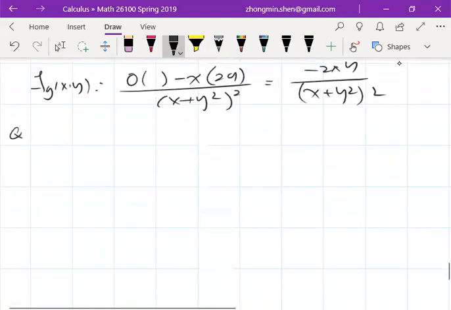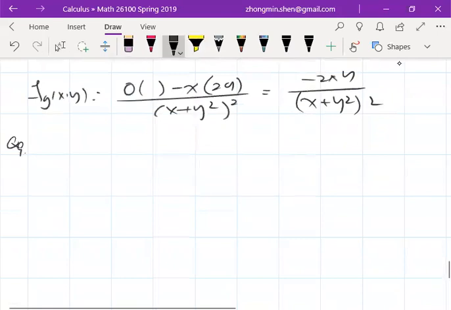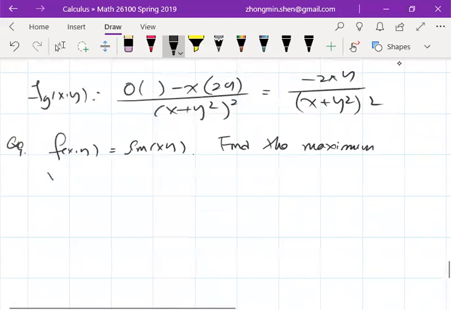Okay. Yeah. So problem number 9. Given the function f of x, y equals sine of x times y, find the maximum rate of change of f at the point (1, 0).